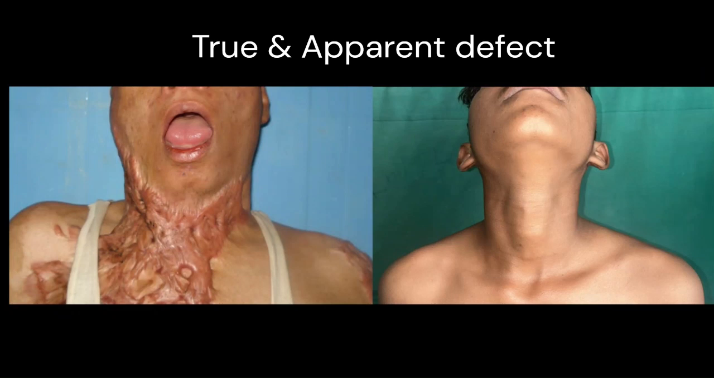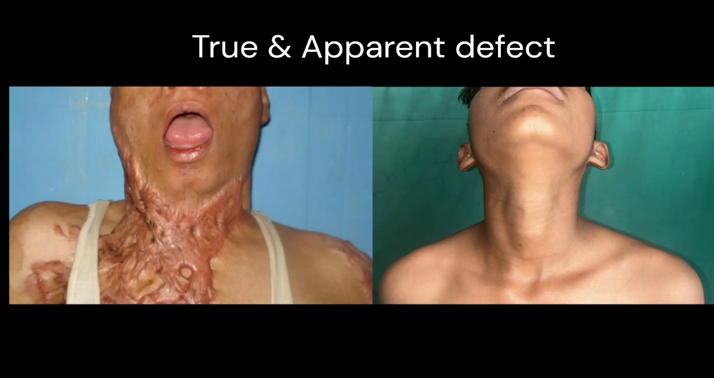True and apparent defect. Now in the first image on the left hand side we have an apparent defect. Apparent defect means the extent of the scar, the entire extent of the scar vertically as well as transversely in relation to the appropriate landmarks. So that marks the apparent defect.